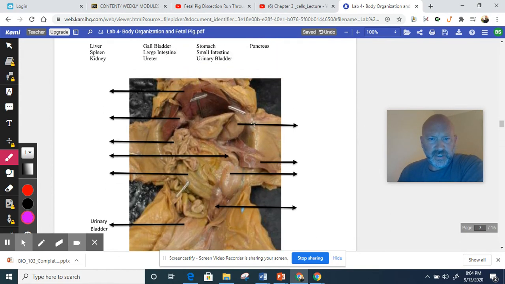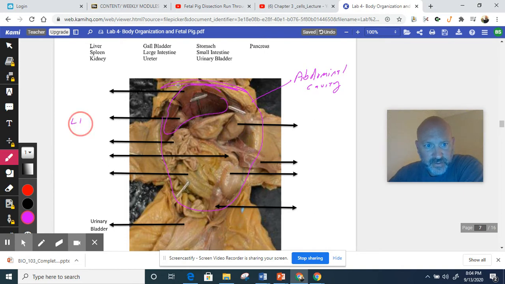So now we're looking inside the abdominal cavity. The diaphragm would be up here. All the organs that we just labeled would be above, up here in the thoracic cavity. So now we're looking inferior to the diaphragm. We're looking at the whole cavity here. This is called the abdominal cavity.